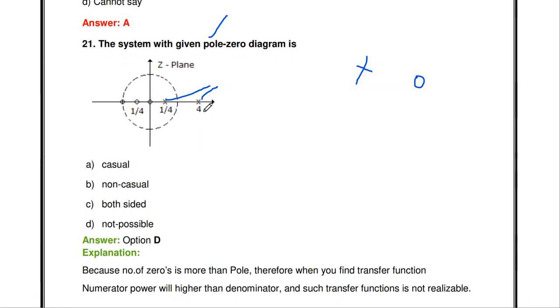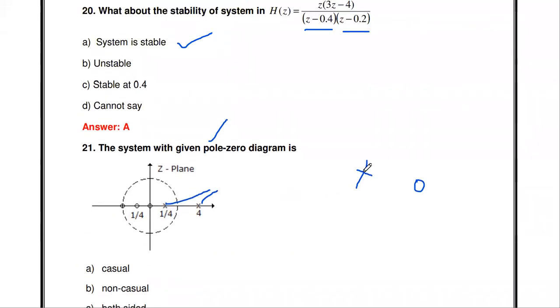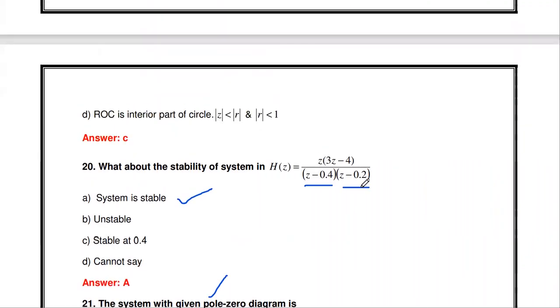Two poles are given. And you see here, three zeros are given: this is one zero, this is one zero, this is one zero. So three zeros are given. Can we say this system is causal, non-causal, both-sided, or not possible? What is the answer? Here the number of poles is 2 and the number of zeros is 3. So what does that mean?